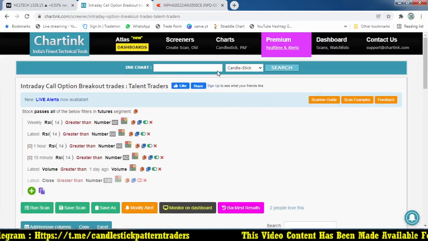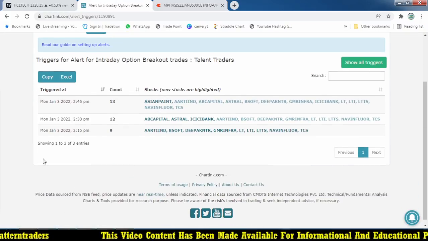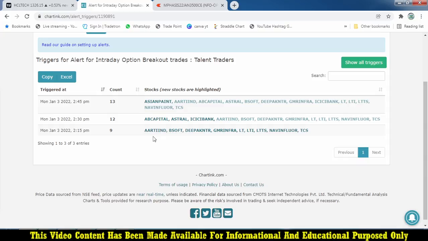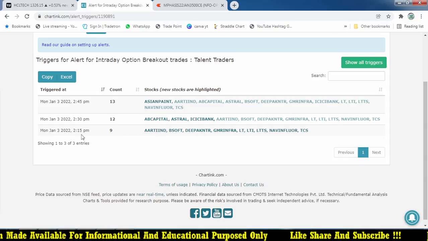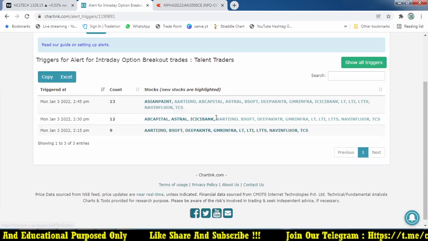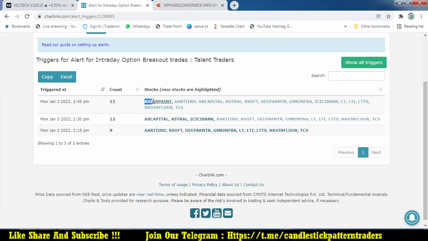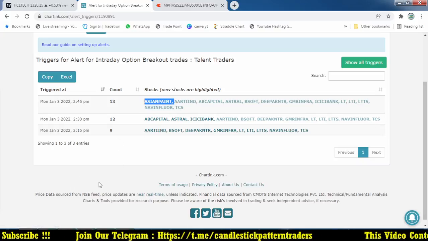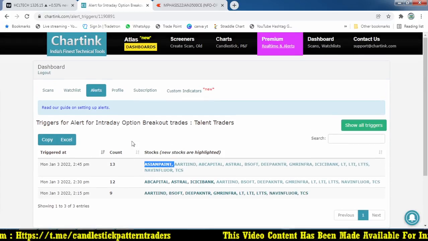So I ran the scanner some time later. What are the stocks? You see at 2:15 Aarti Industries, Deepak Nitrite, a lot of stocks at 2:15. This is happening because I created the alert at 2:15 itself. Then any stock that comes again on the same stock will be hidden here like that. So the dark one should be the newest stock for the day. If you use that alert trigger, it will help you find it.